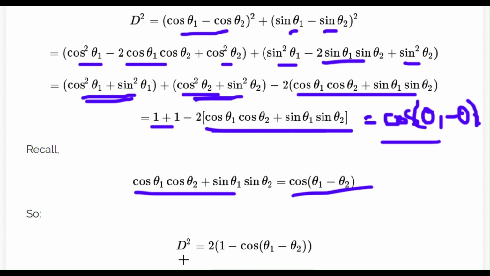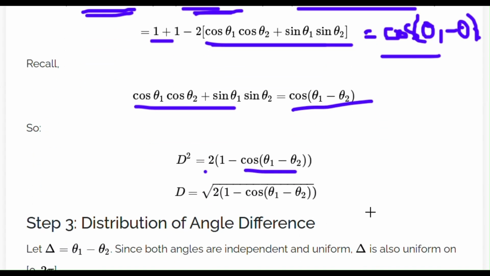So we write this part as cos of theta 1 minus theta 2. The expression for d squared becomes d squared equals 2 times, we take 2 common, we are left with 1 minus cos of theta 1 minus theta 2, which means that d is equal to the square root of 2 times 1 minus cos of theta 1 minus theta 2.